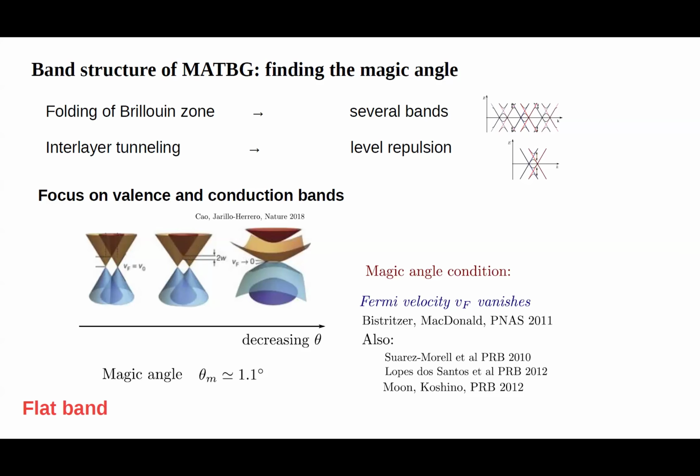And so this is a picture of what happens from Yuan Cao's paper, where you see that as you decrease the twist angle, you bring the Dirac cones closer together, and the level repulsion is such that the bands flatten. And at some point, there's a magic angle condition where the Fermi velocity vanishes. And so this is the magic angle of 1.1 degree.